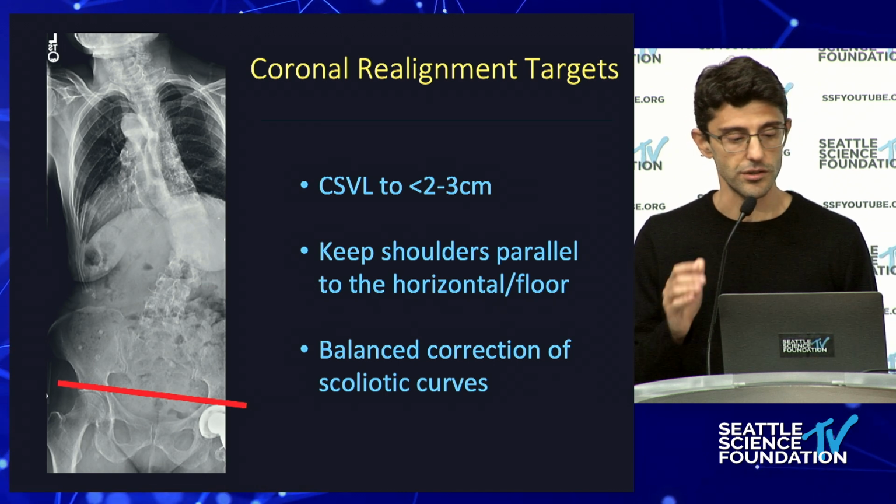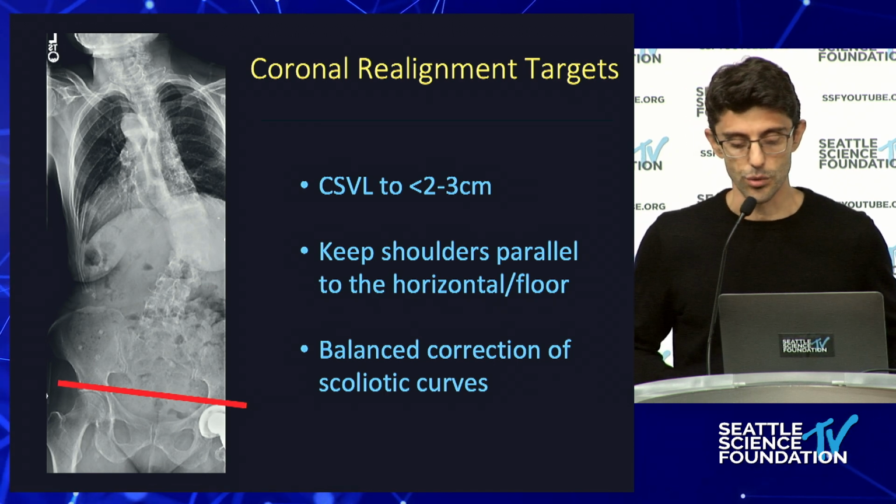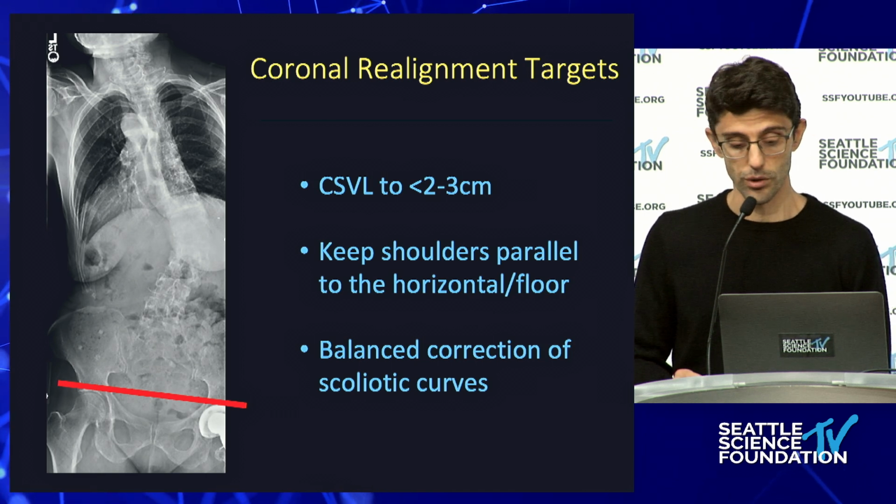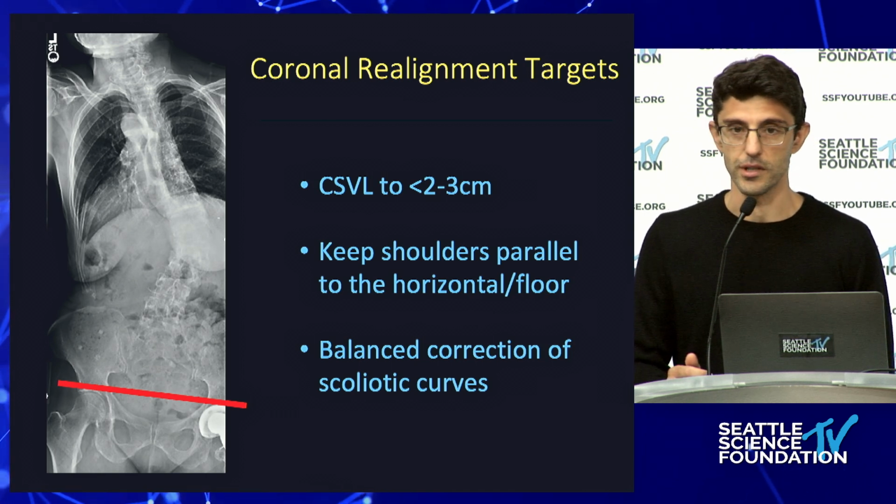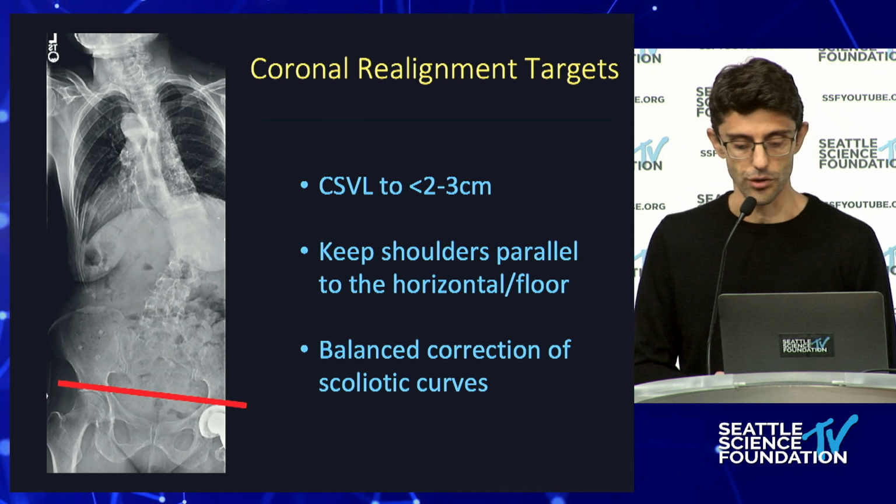So just as a summary, coronal realignment targets, I think these are reasonable. Shooting for a CSVL less than 2 to 3 centimeters. You want to keep the shoulders parallel to the horizontal of the floor. And part of this can be achieved by balanced correction of the scoliotic curves.